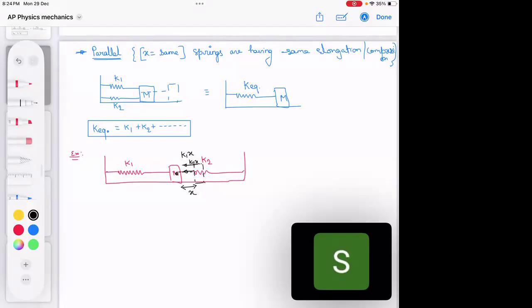Isn't it? Because this was the natural position for both springs. And now we have extended it in such a way that they are getting stretched and compressed. K1x and K2x forces are in which direction? In the same direction. So this is also a parallel combination only, right? K equivalent will be how much? K1 plus K2. Understood? So be careful whenever you get a question on spring combinations. First of all, decide whether it is a series combination or a parallel combination.